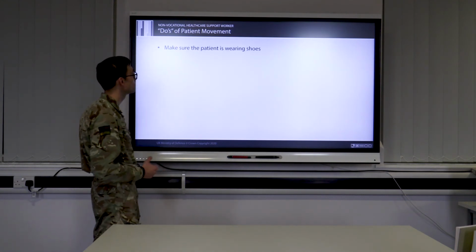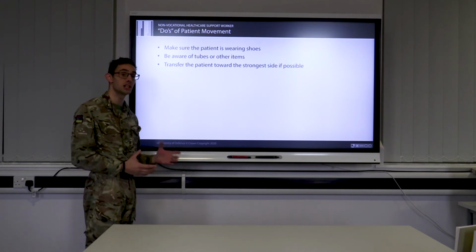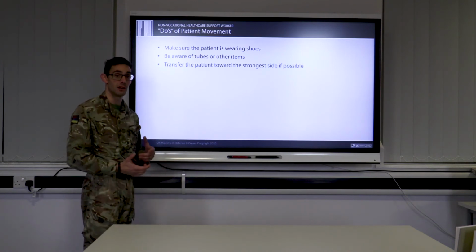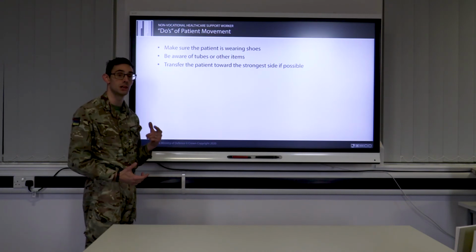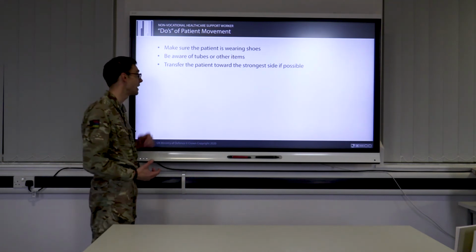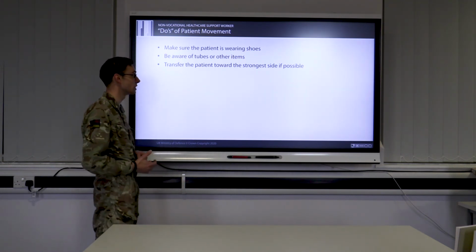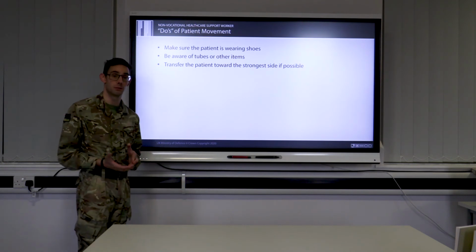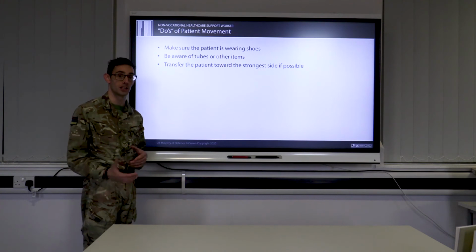Some more do's: make sure the patient is wearing shoes. Be aware of tubes or other items. Again, these patients are going to be unwell. They're going to have IV cannulas going into their arms. They could have oxygen tubes around their mouths and the back of their heads. Be aware you don't pull anything out. Transfer the patient toward the strongest side if possible. Some patients you might be dealing with may have had strokes. They might be weak on one side. Make sure you support that side more than the other.